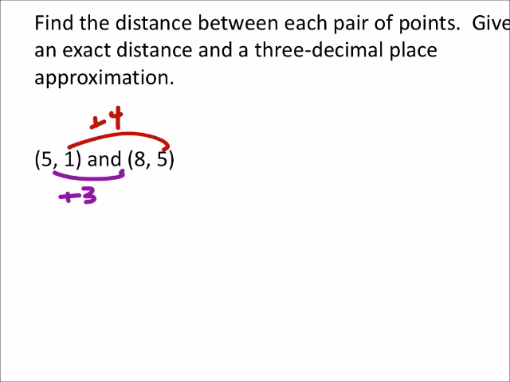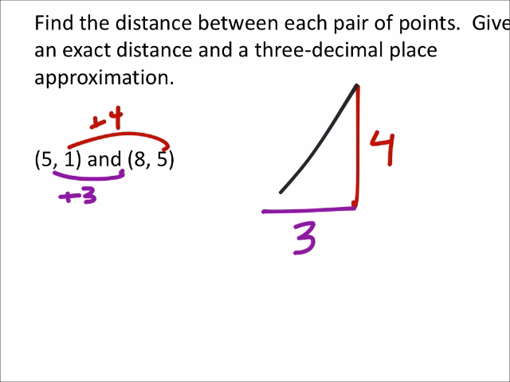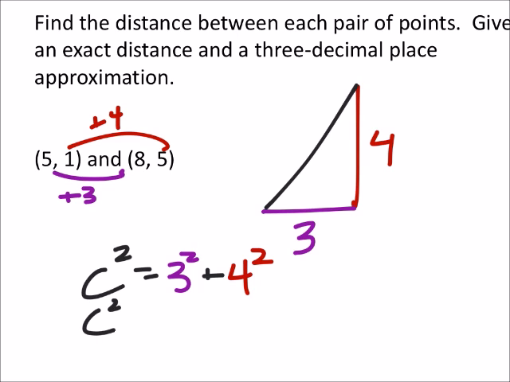Making the colors, I'd have a leg that has a length of 4, and then another leg which is 3. And I want to find the hypotenuse on this thing. So I would use c squared equals 3 squared plus 4 squared. And I would find that c squared equals 9 plus 16 is 25.